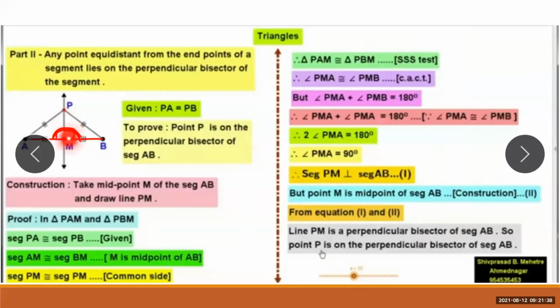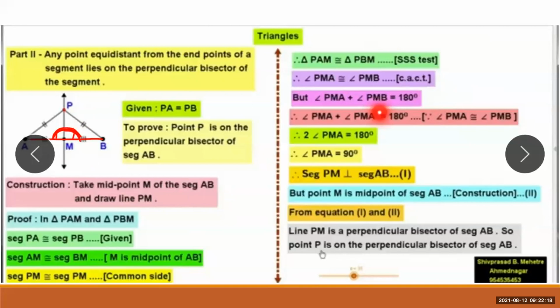Okay, this angle M on the left and another angle PMB, that means this angle. These two angles are congruent to each other as those are corresponding angles of congruent triangles. Now see these two angles here, M on both sides, as those two are a pair of linear angles. Yes, angle PMA and angle PMB are a pair of linear angles.